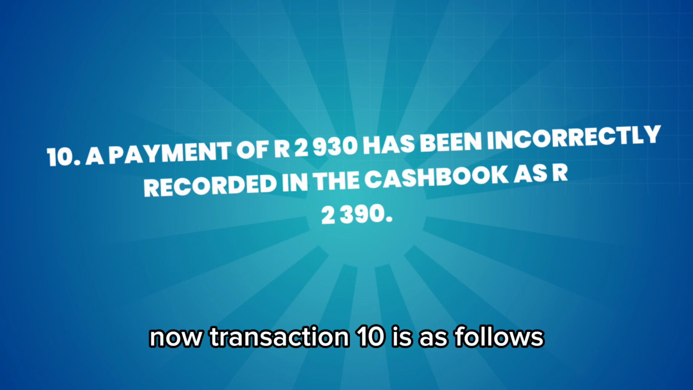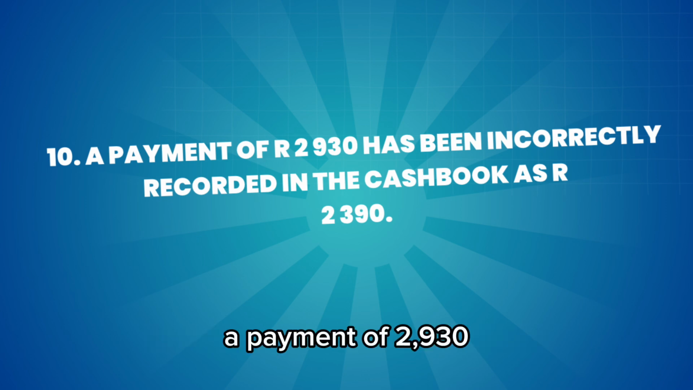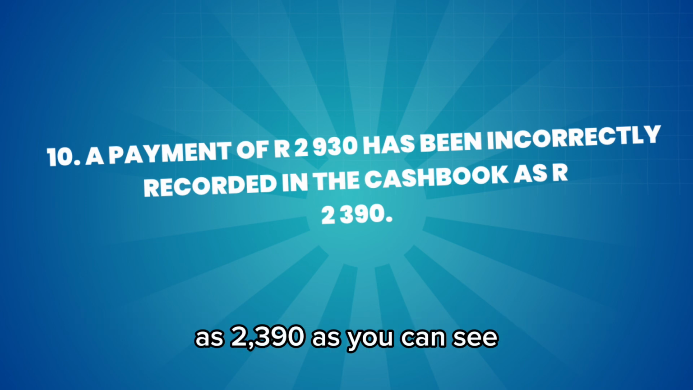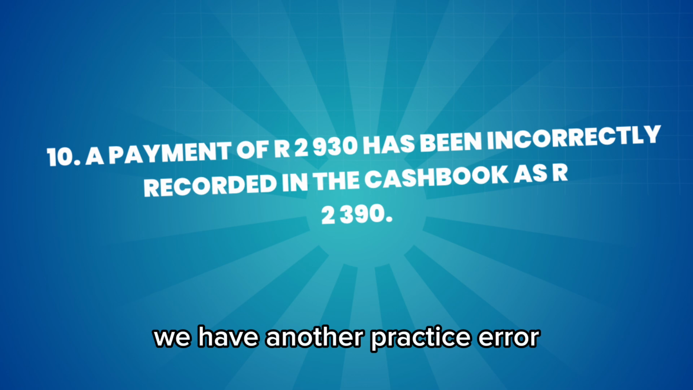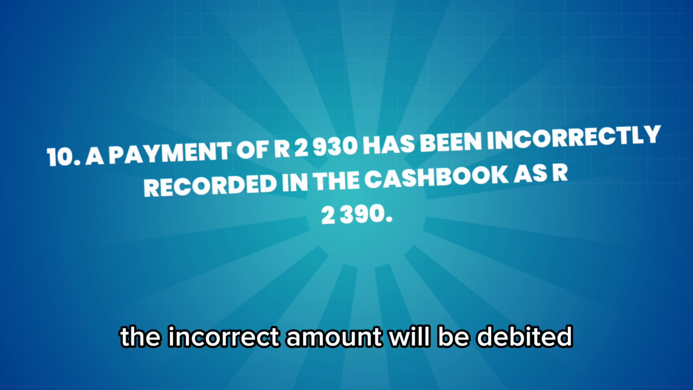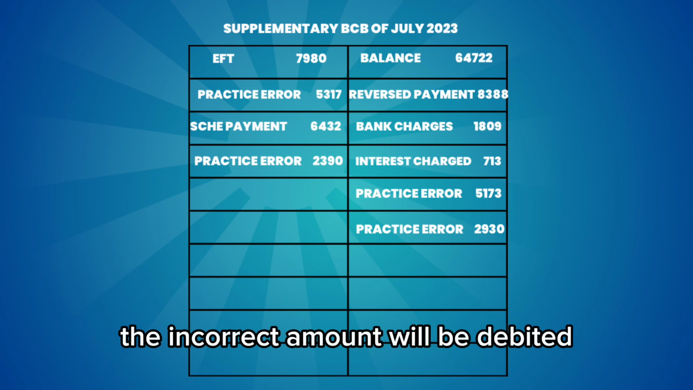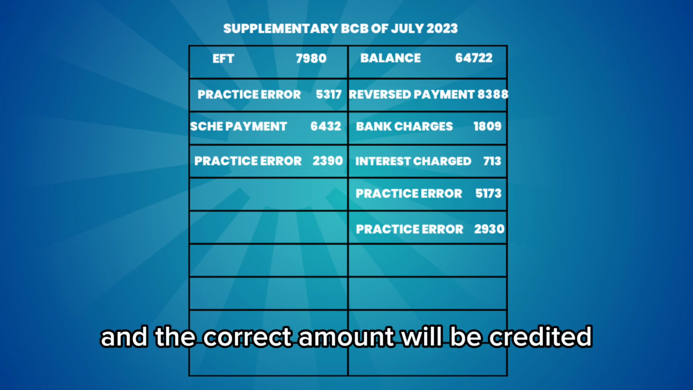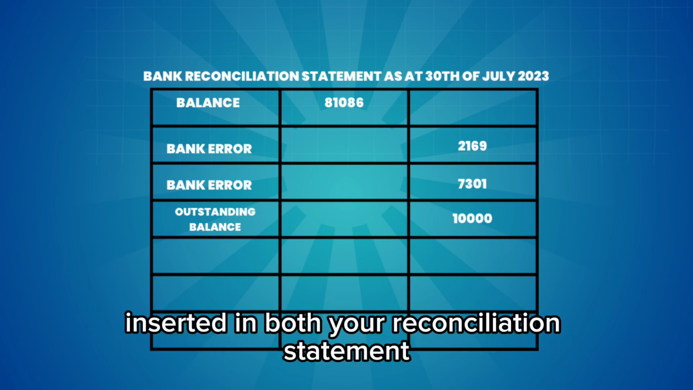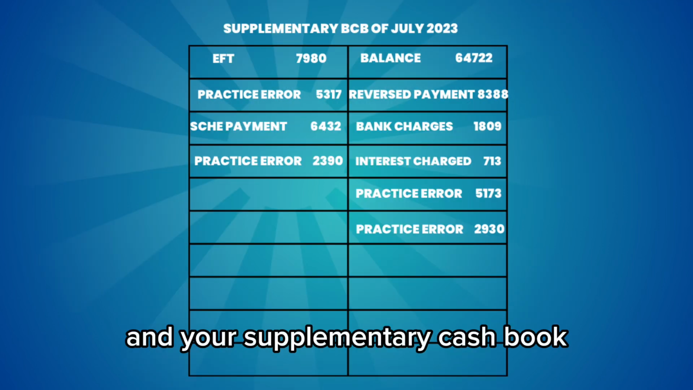Our transaction 10 is as follows. A payment of 2,930 has been incorrectly recorded in your cash book as 2,390. As you can see, we have another practice error. Now because this is a payment, the incorrect amount will be debited and the correct amount will be credited. Now all your transactions have been inserted in both your reconciliation statement and your supplementary cash book.